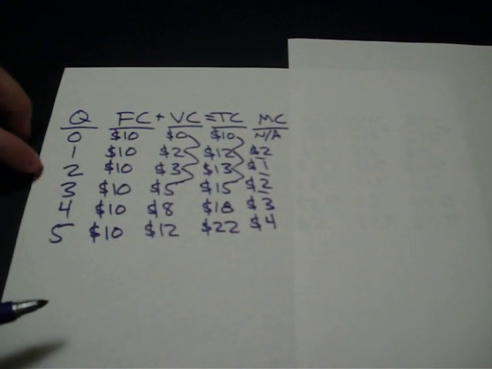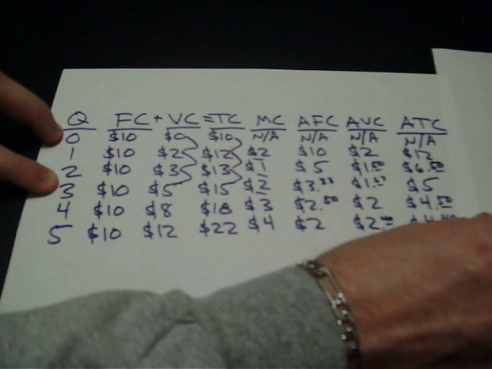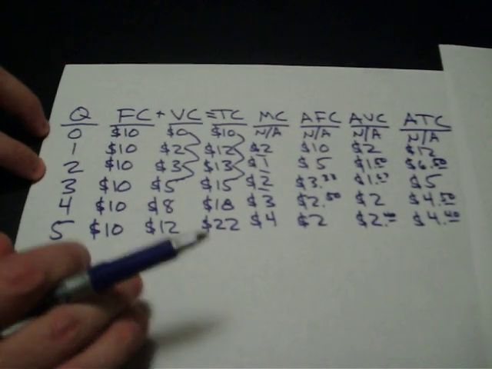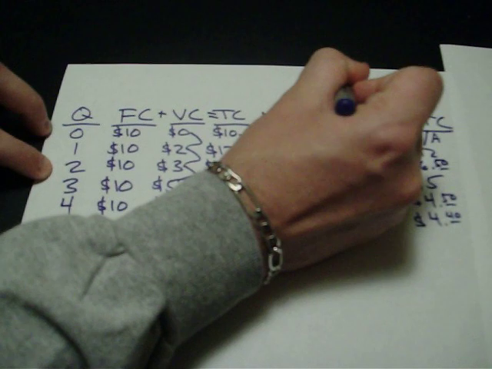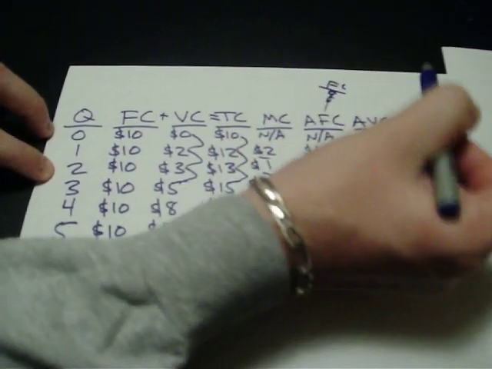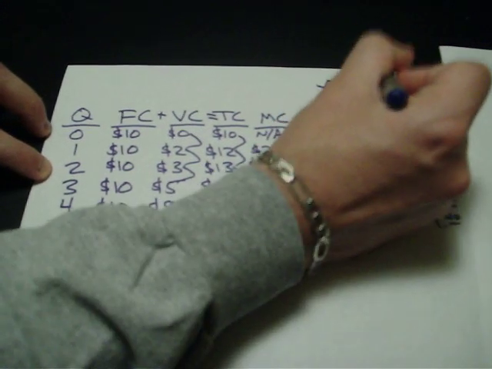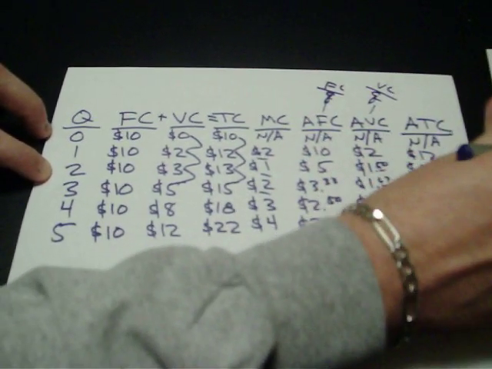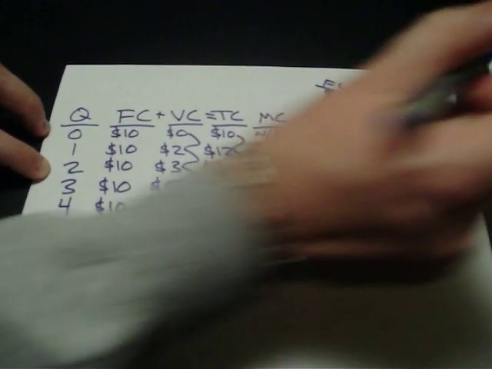Next we have the three averages: average fixed cost, average variable cost, and average total cost. Average of anything is just dividing by the quantity, so this average fixed cost is just your fixed cost divided by the quantity Q. Average variable cost is just simply your variable cost divided by the quantity. And average total cost is just your total cost divided by the quantity.